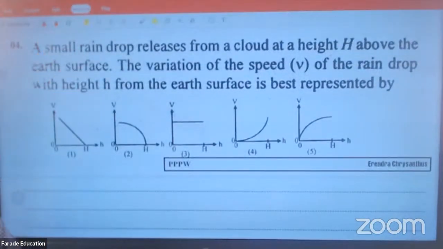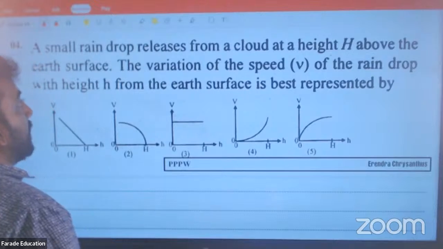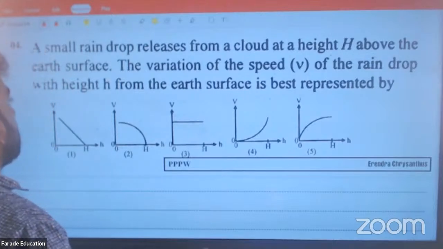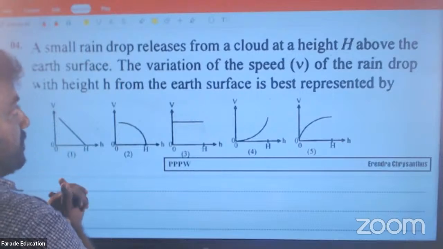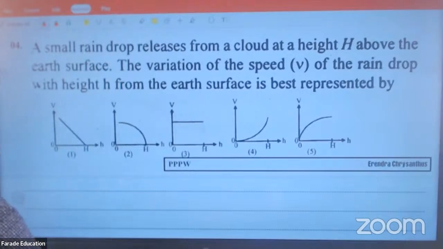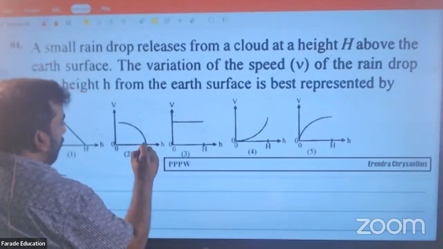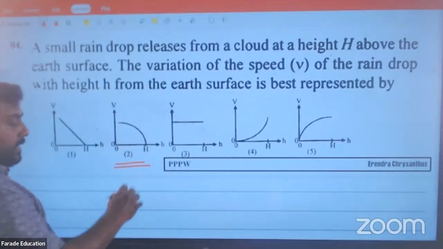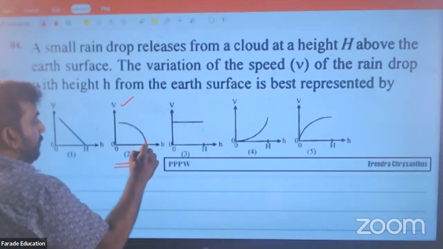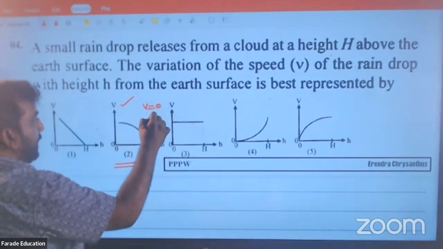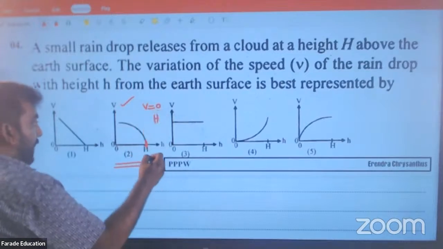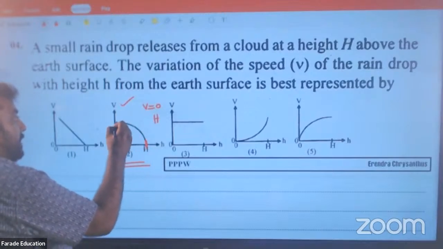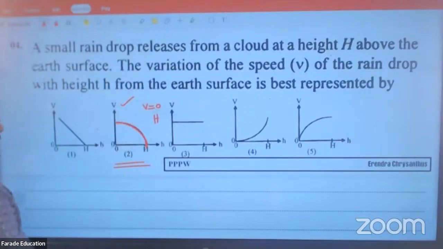Question number 4. Have a look. A raindrop released from a cloud at height h above the surface. The variation of the speed of the raindrops. The speed will reach terminal velocity. So it's starting from a height h, velocity 0. Gradually velocity will reach terminal velocity. This is your answer. Why? Your graph is velocity with height. Starting location here, v equal naught is at h height. As it goes down, height will reduce, velocity will increase, reaching terminal velocity. Correct answer is answer number 2.